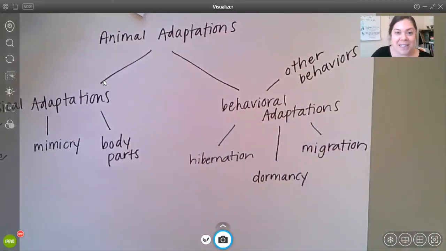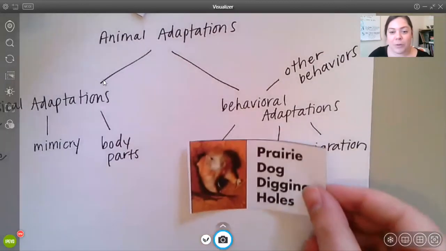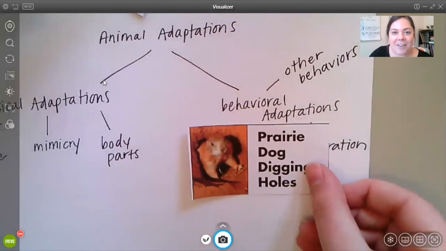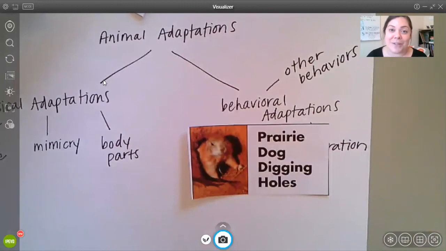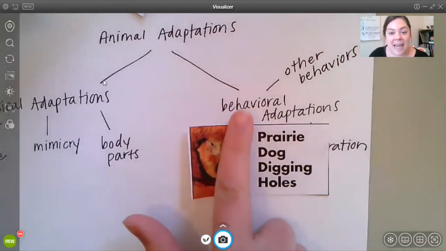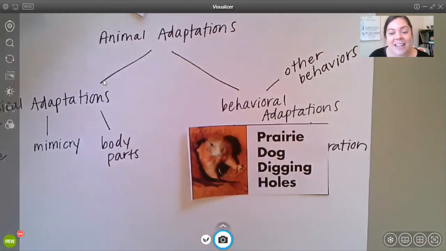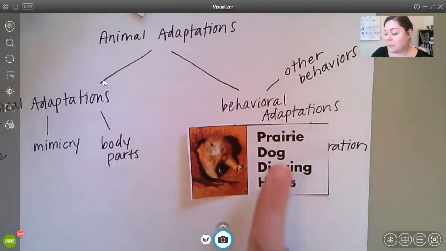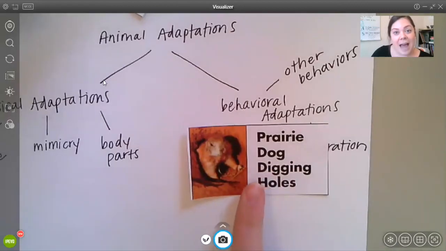And I'm also thinking about another animal that we've read about this year in one of our favorite books, our humorous books that we just read before school was out, The Great Fuzz Frenzy. Those prairie dogs in our story loved to dig holes to create their communities underground. That is a behavior or an action that these prairie dogs have used in order to stay away from predators and stay safe. So these prairie dogs are using a behavioral adaptation of digging holes in order to survive.